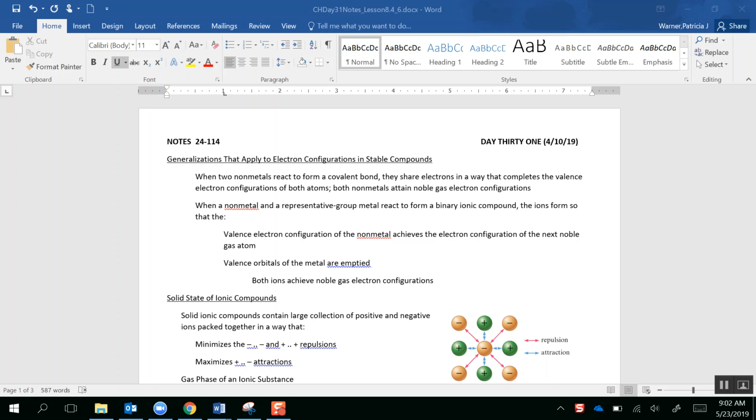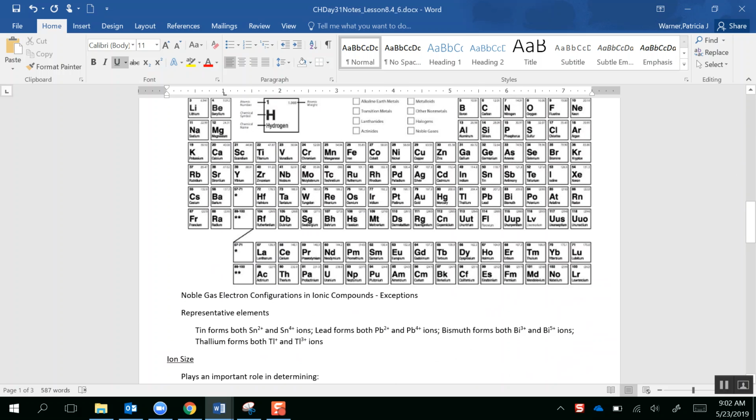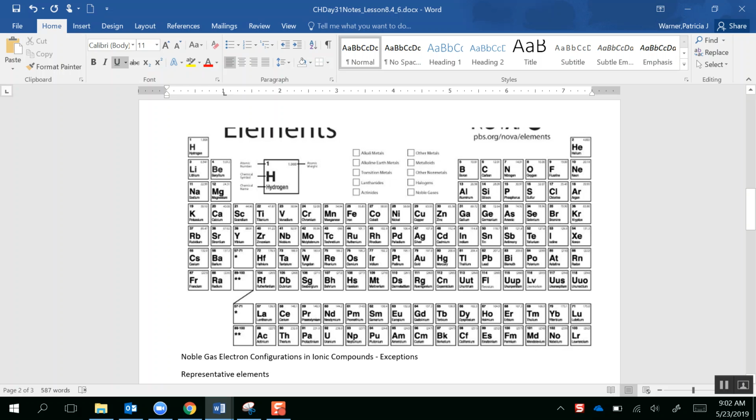So when we talk about electron configurations, that actually kind of helps us determine how things bond, but we don't normally look at it that way. We look at the periodic table. And if we look down here at the periodic table, which is not in the notes that you printed off, I embedded it in this document to help explain things.